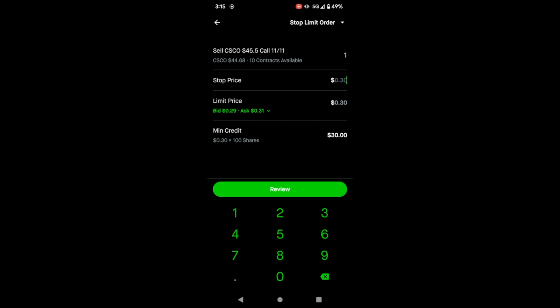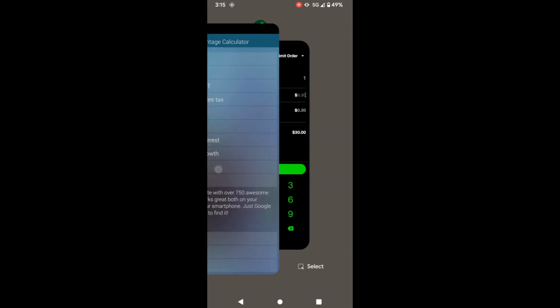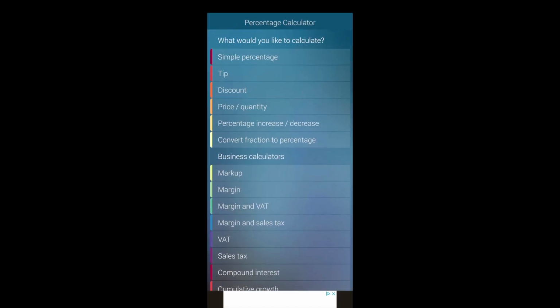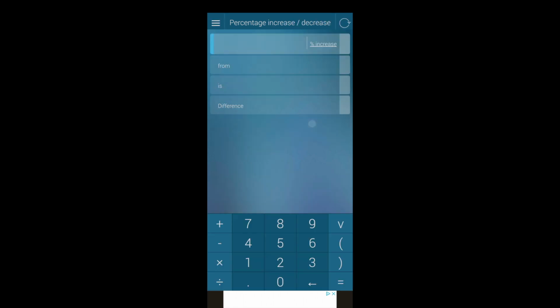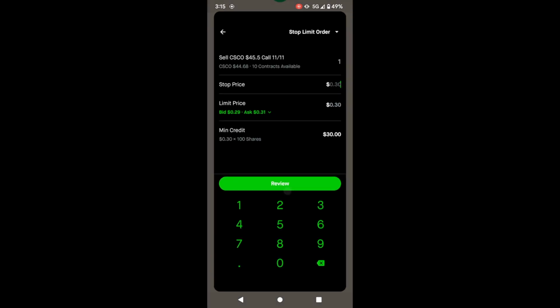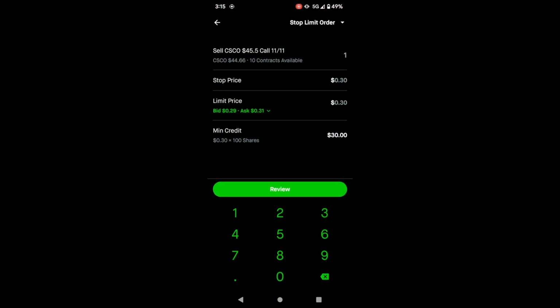So for us, let's say on this position, we wanted to make sure that we didn't lose more than 25% of our option price. We could do the little calculation and see, okay, what's a 25% decrease? It would be about 22, 23. And so I can set my stop price at 22. When it hits 22, we'll have a limit going to sell all of our contracts at 22.